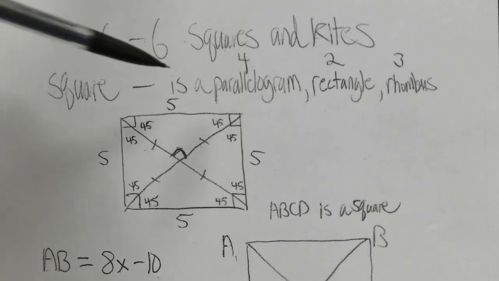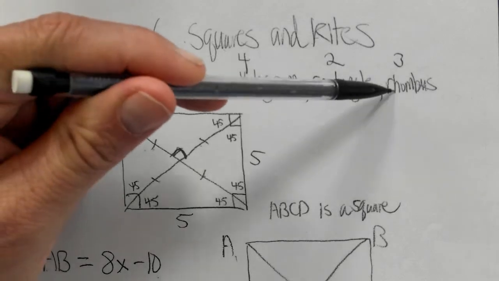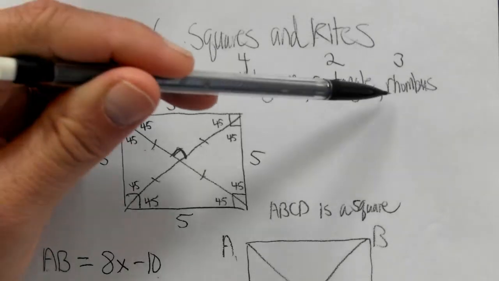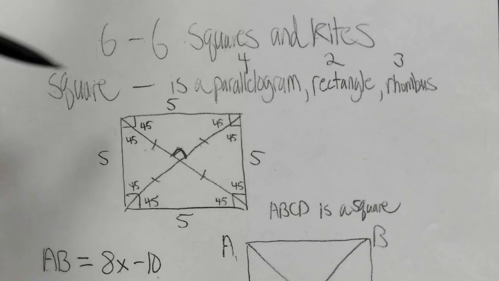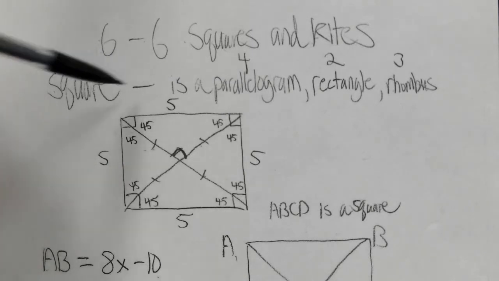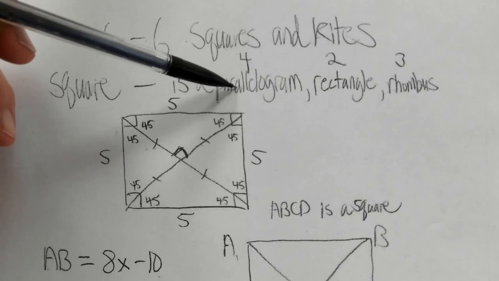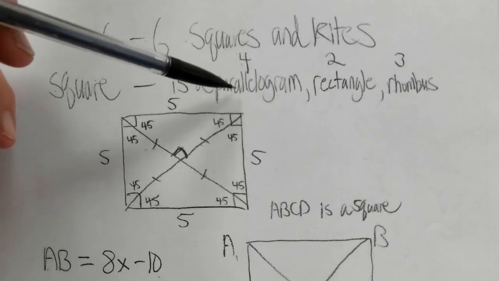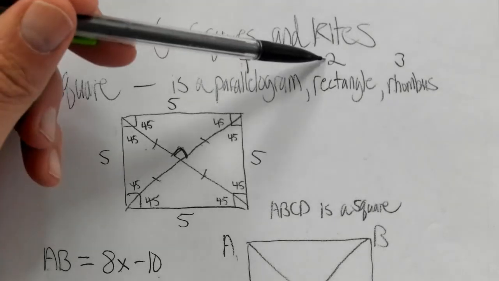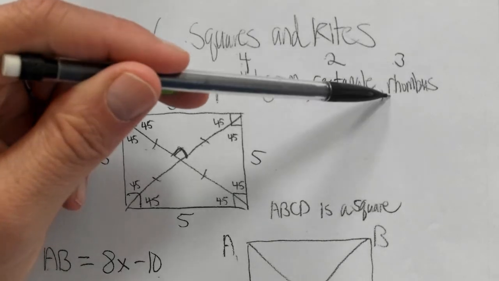Now, here's the deal. Remember, a square is a parallelogram, a rectangle, and a rhombus. And these are three figures that we've already studied in previous sections. So what we want to make sure that we understand is that a square gets four properties for being a parallelogram. Remember, we studied four properties in that section on parallelograms. It has two properties for being a rectangle, and it has three properties for being a rhombus.